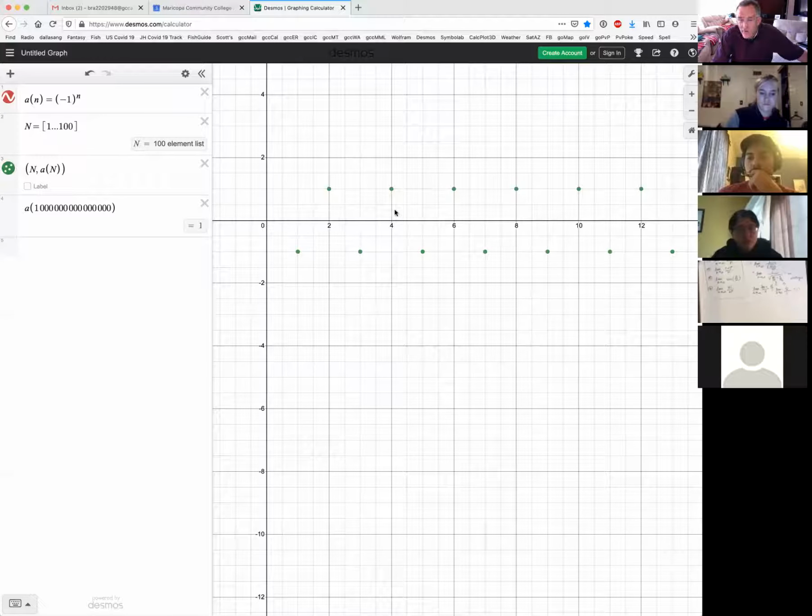Okay. We also have a situation where it could be going to one thing from one side and to something different from the other side, in which case we would still not have a limit. So all the limit rules that you learned still work.